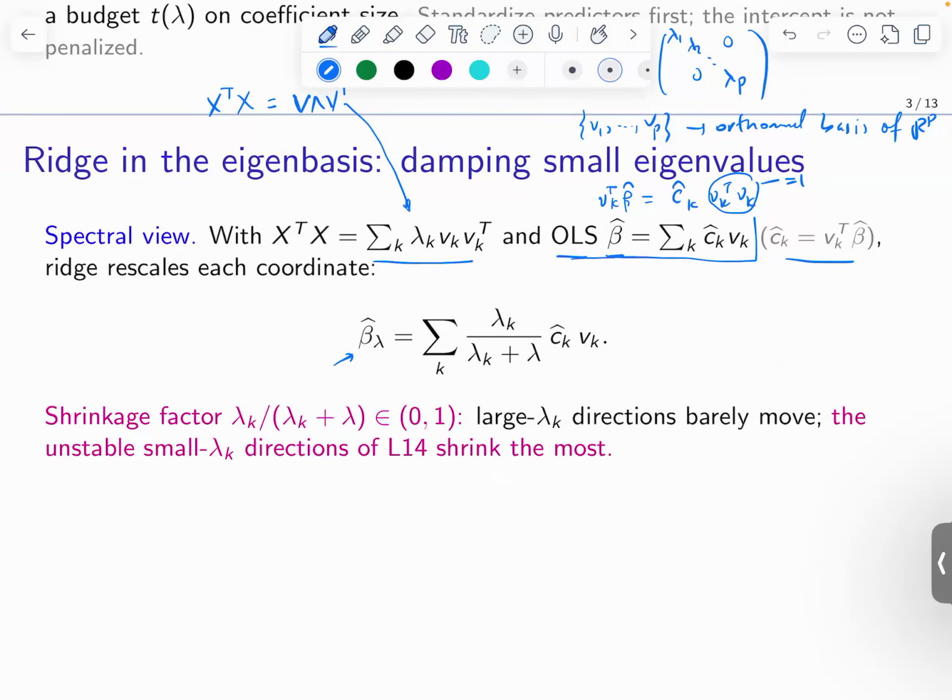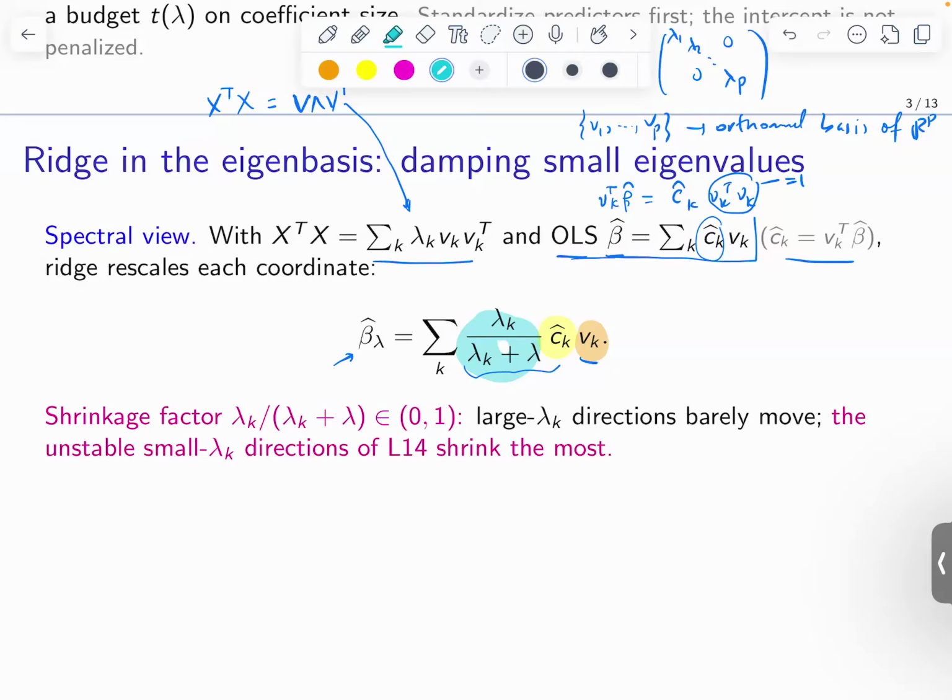This one will also have an expansion in terms of Vk, because it's another vector in Rp. It turns out that the coefficients would be just the coefficients of OLS, but scaled down. So you get this extra factor. Once I write beta hat lambda as an expansion in this eigenvector basis, you get the same coefficients as the OLS, but now we also get this factor. The factor is lambda k divided by lambda k plus lambda. It's always less than or equal to 1. And so it shows you that the ridge shrinks the coefficients of beta hat.